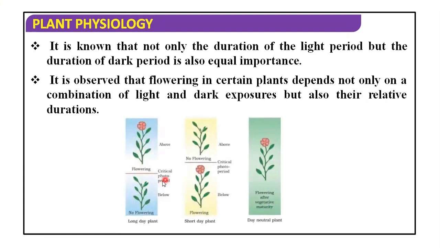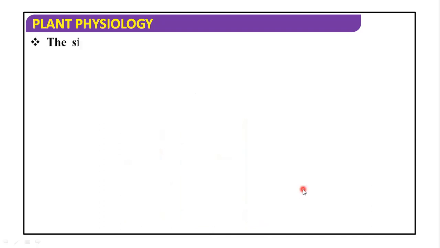See, here a long day plant, here no flower, but here flowering above. So it is a critical photoperiod where above this critical photoperiod there is flowering. Here there is no flowering in the short day plant. And this is the critical photoperiod, flowering after vegetative maturity. Here is the day neutral plant.